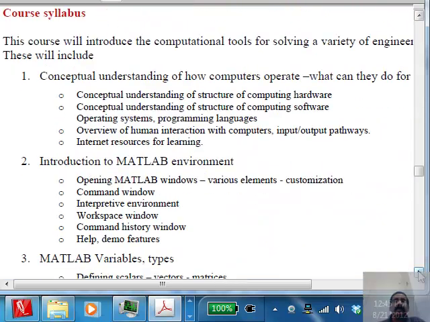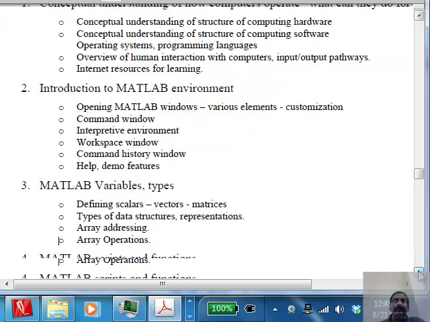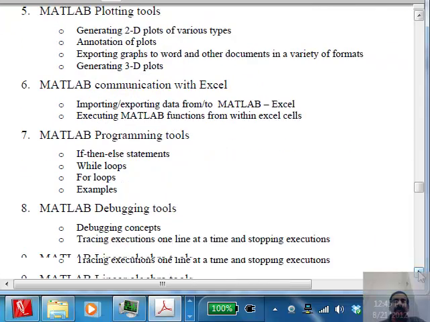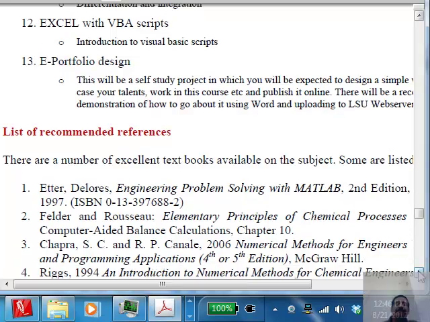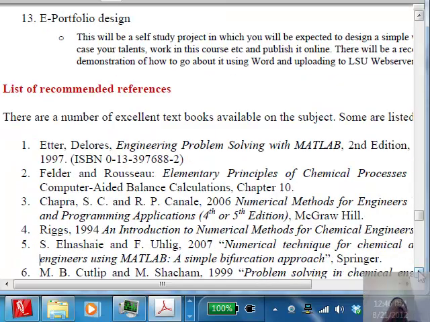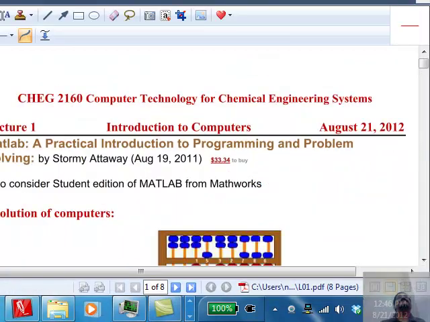So these are some of the syllabus material that we will cover, and you can go through that. And there are some recommended texts that I've given you. There is no required text. These are some of the recommended texts, but the one that I gave you earlier is probably the cheapest one that you can buy, an electronic version of it. Any questions?